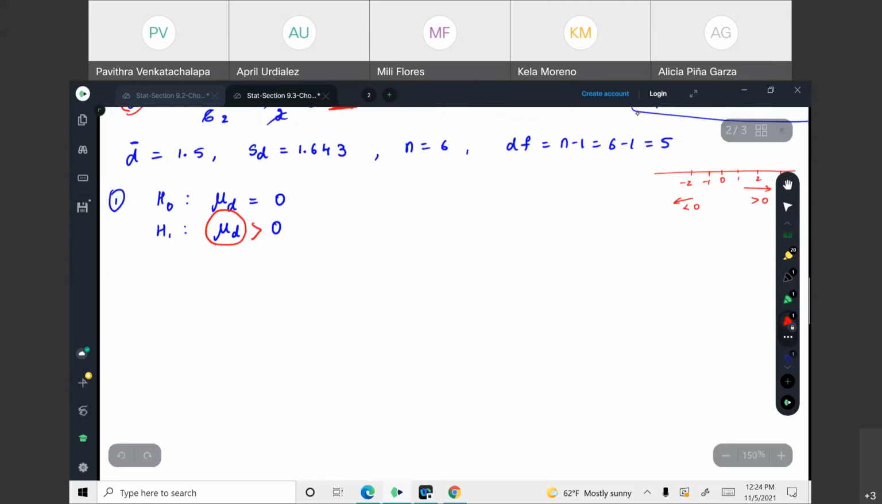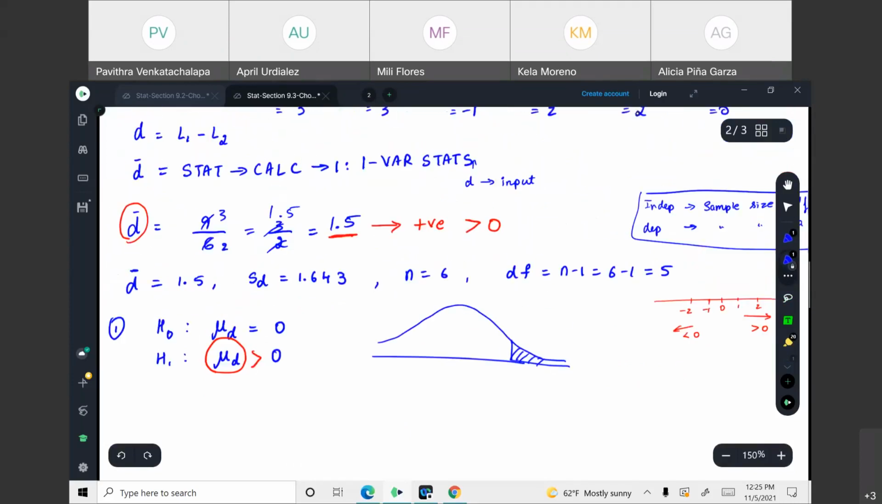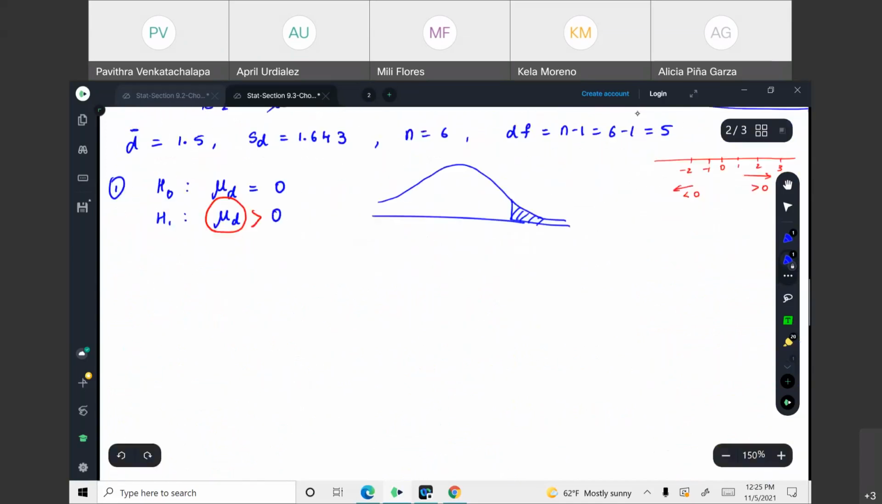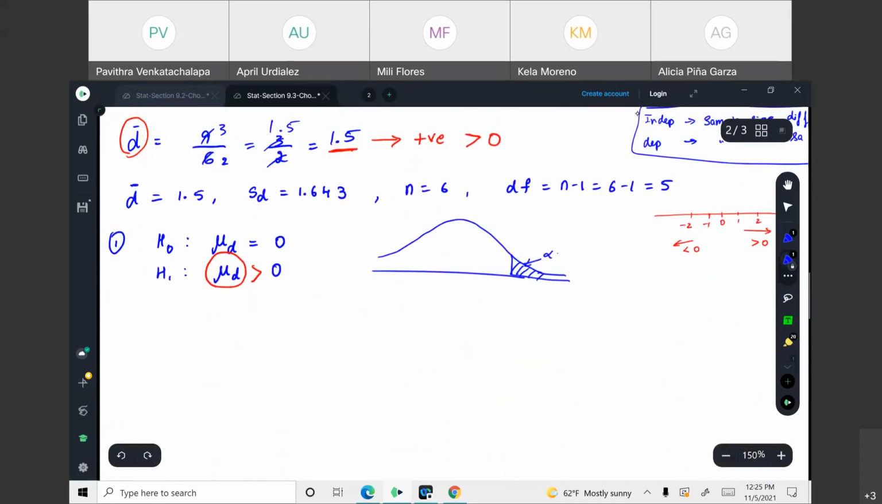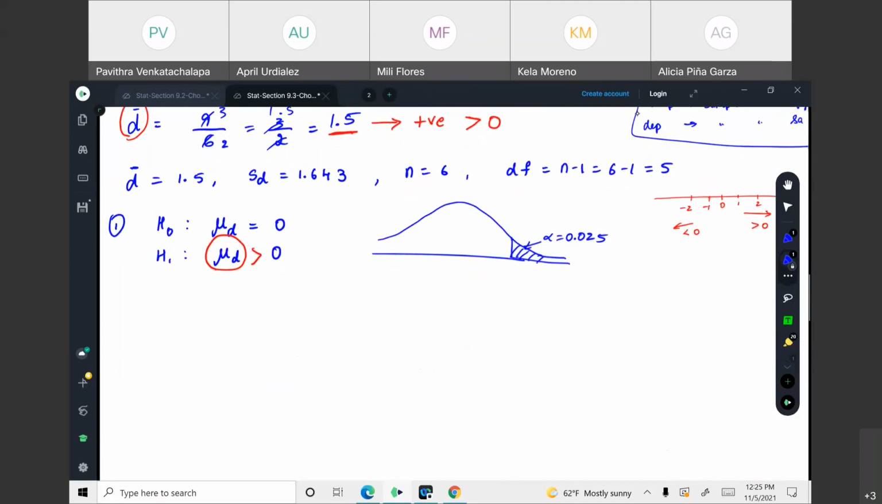Now that we know it is greater than, that means it is going to be a right tail test. So the area is somewhere here, and alpha is mentioned, that is 0.025 given in the problem. So alpha equal to 0.025. Okay, now your work is to calculate the t-value, because you are working with me, so you need to find the t-value.